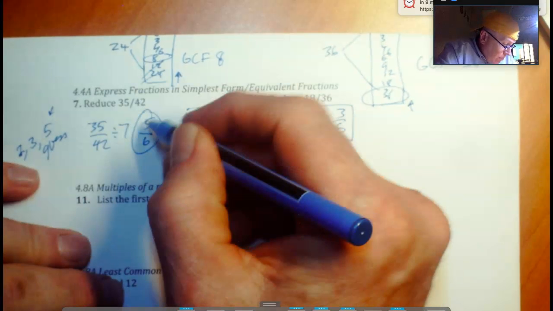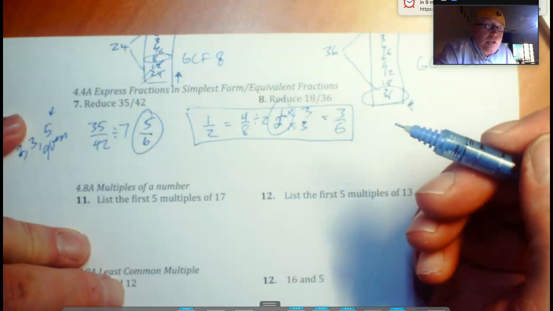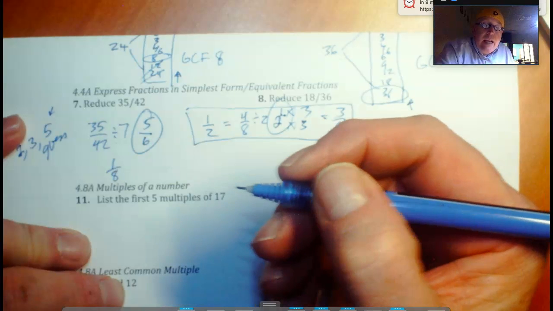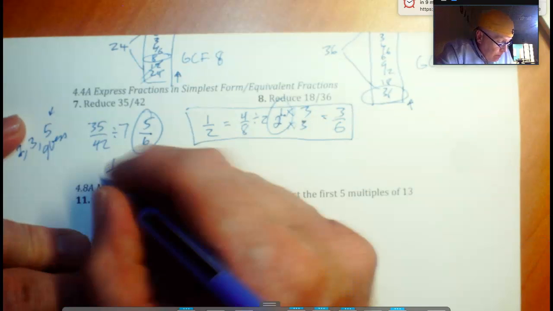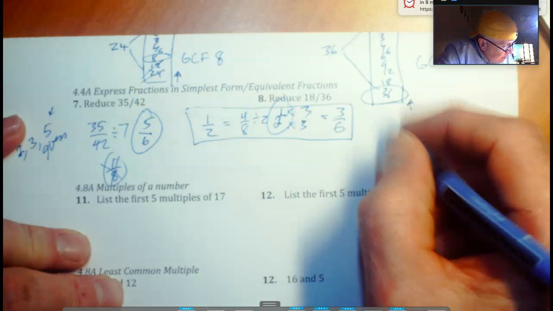When you get neighbor numbers, when there's only one that separates the top and the bottom, they're called neighbor numbers, you're done. If you get a 1 in the top and an 8 on the bottom, or a 1 on the top with any number on the bottom, you're done. All right, so this one here is 5/6.